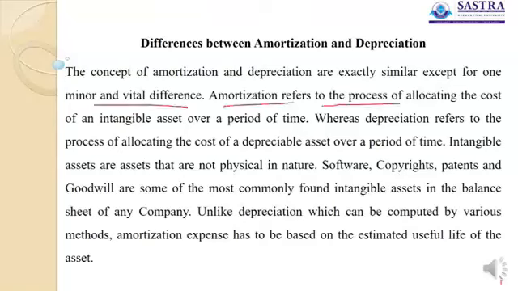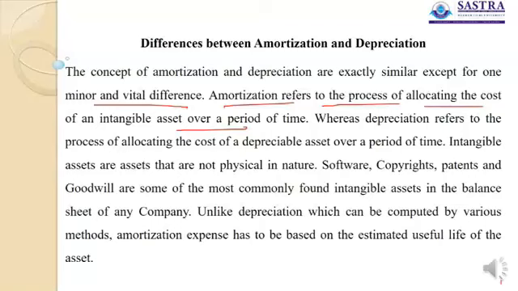Amortization refers to the process of allocating the cost of an intangible asset over a period of time. Amortization refers to the process of allocating the cost of an intangible asset over the period of its lifetime, whereas depreciation is the process of allocating the cost of an asset over the lifetime of the asset or over a period of time. So depreciation refers to the process of allocating the cost of a depreciable asset.